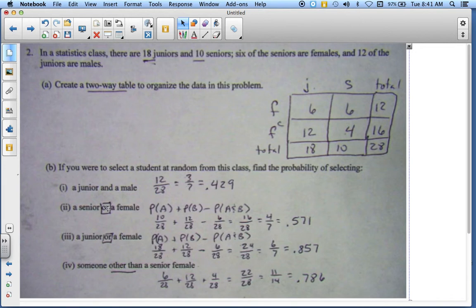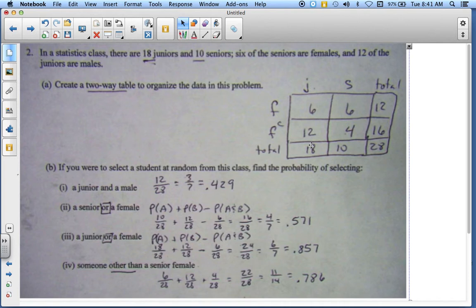A senior or a male. Okay, here's your addition formula. Since it's "or," it's the probability of A, which is your senior, plus the probability of your female, minus the intersection, because you don't want to count it twice. That gives you 16 over 28, which reduces to 4/7, which is 0.571.